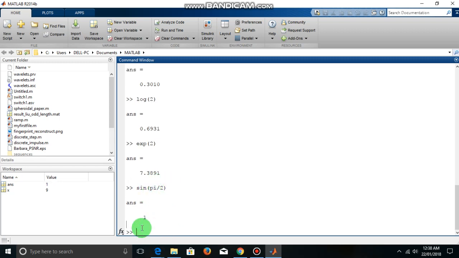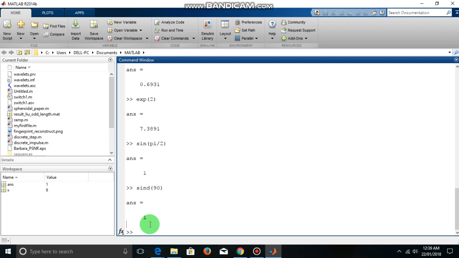Now you should notice that this sine function is accepting the angle here in radians. It is not in degrees. If you want to put the angle in degrees, you have to write sind. Say sind 90, then this will be 1. So keep in mind that if you are using simply sin, then this angle must be in radians, and if you are entering the angle in degrees, then you have to use sind.